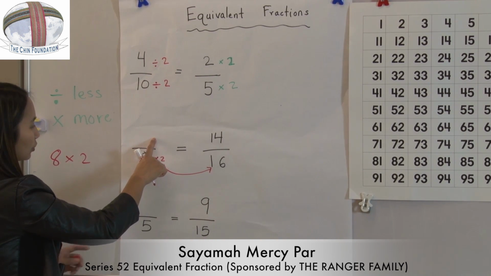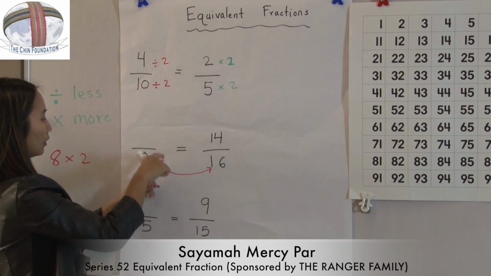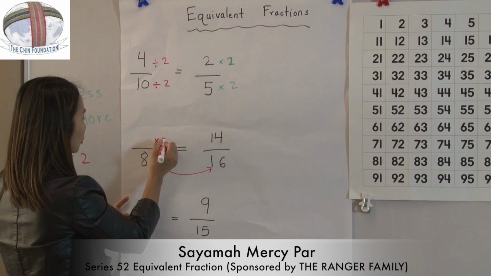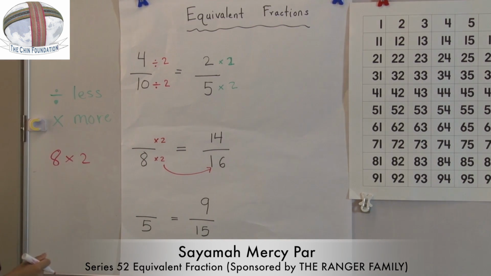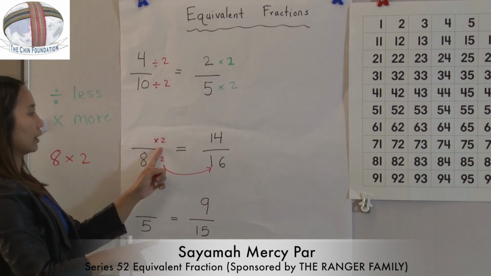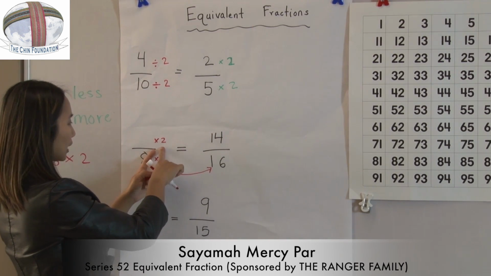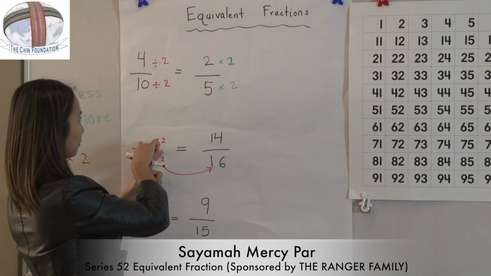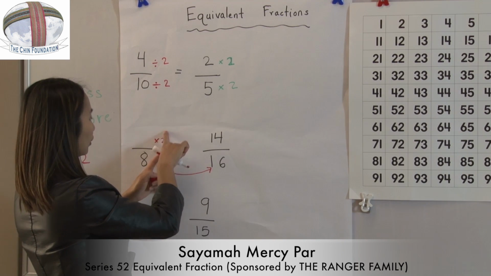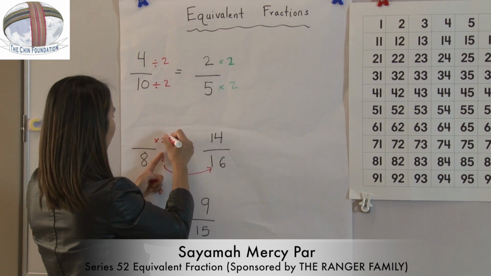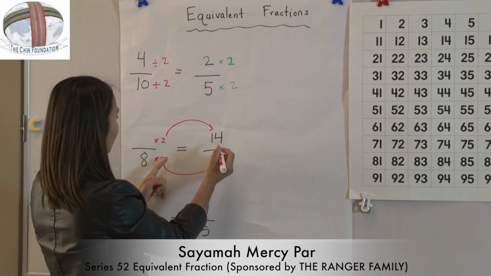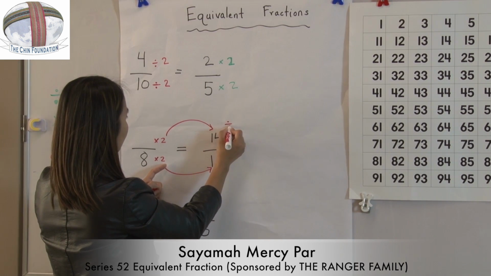Anything that times 2 will be this number. So we know it's times 2, but we don't know this number. Okay, but in the opposite way we can do it. We know times 2, but we don't know this number, so we can't do it this way. So if we go opposite, that means we have to divide.